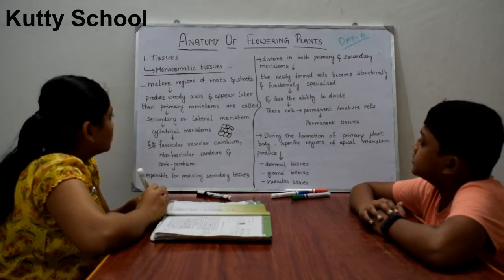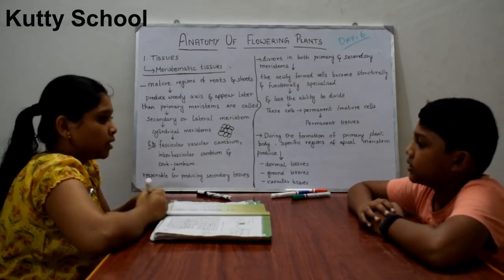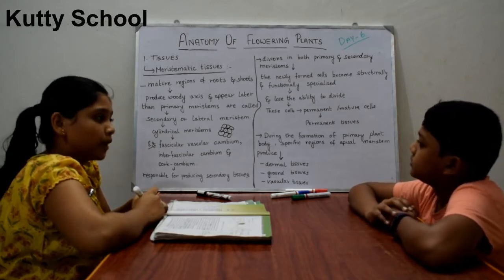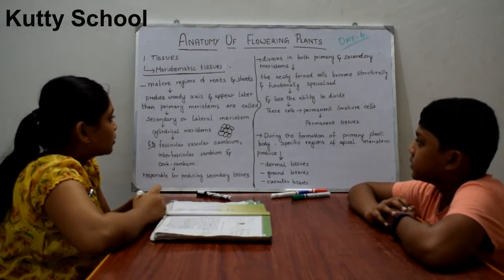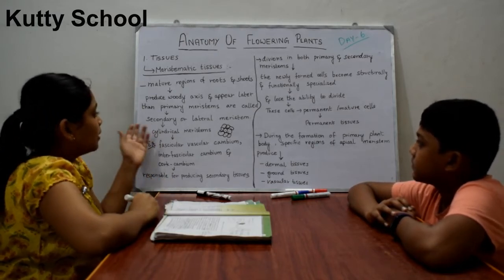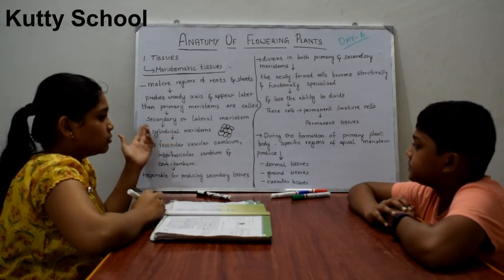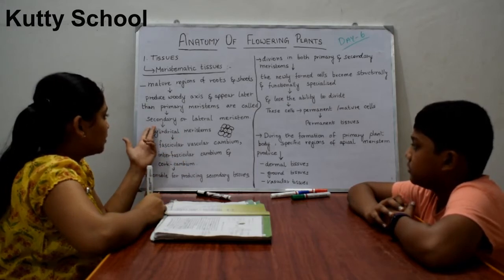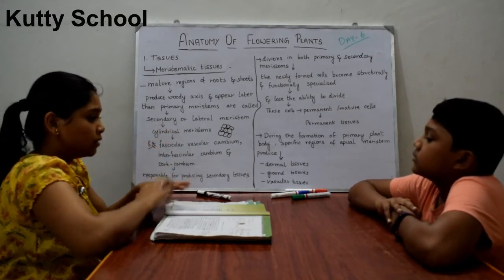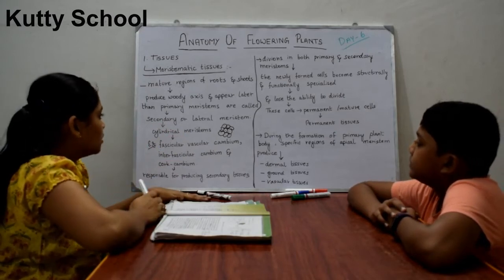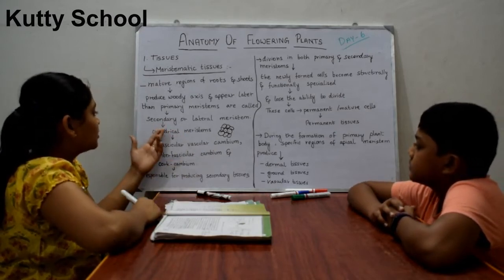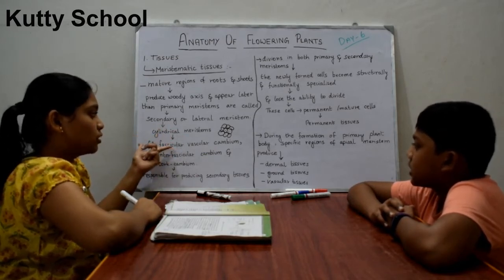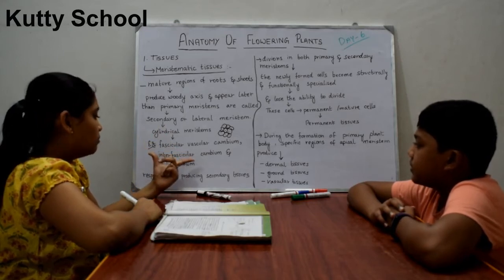So here, when these become mature, they produce the woody axis and appear later than primary meristems. After the primary meristems they appear, and these are called secondary or lateral meristems. Lateral is nothing but the sides. So the secondary or lateral meristems are cylindrical meristems. Examples are fascicular vascular cambium, interfascicular cambium, and cork cambium.